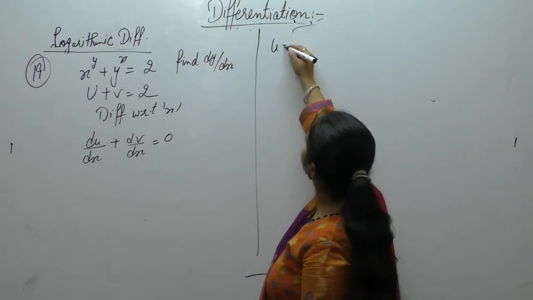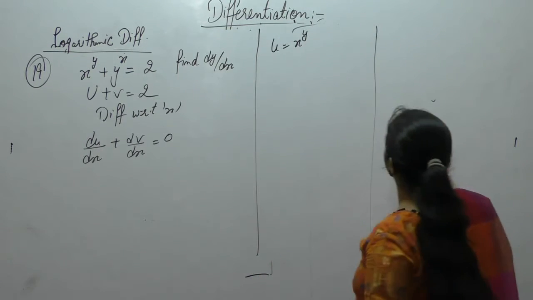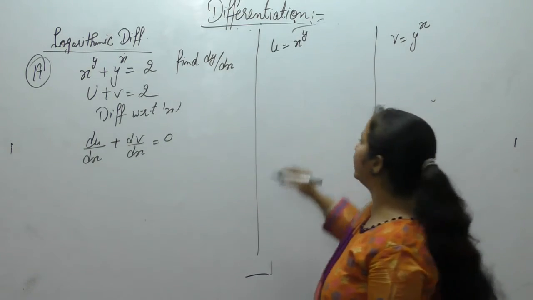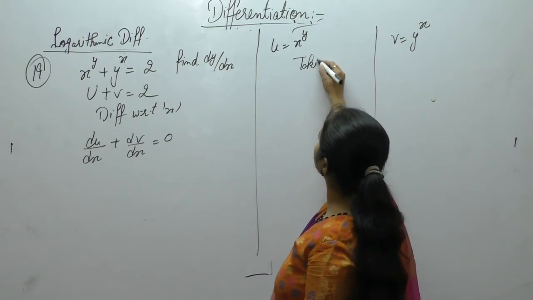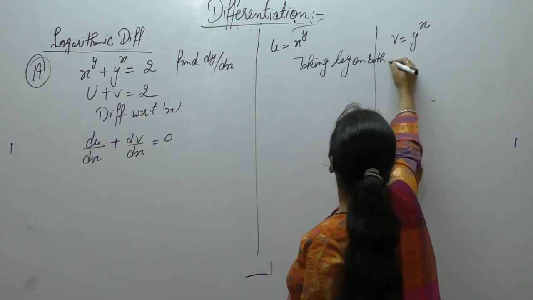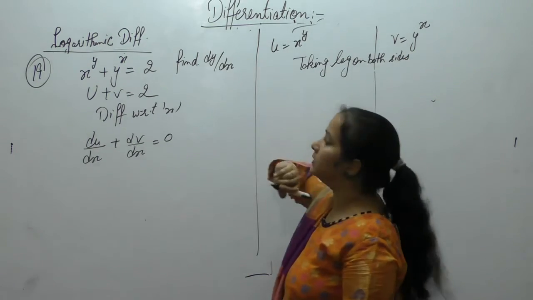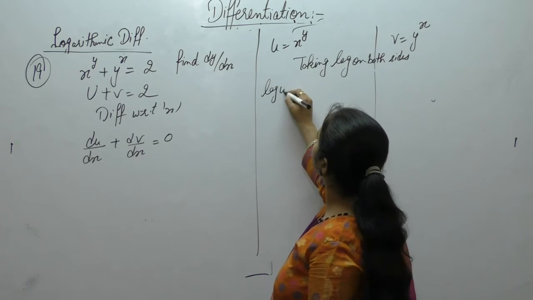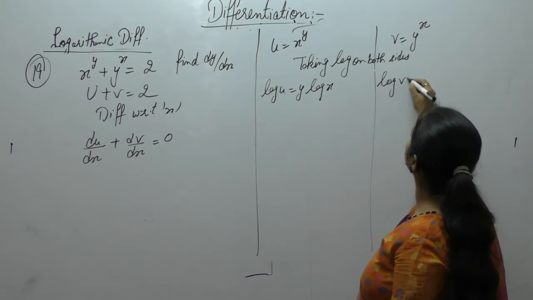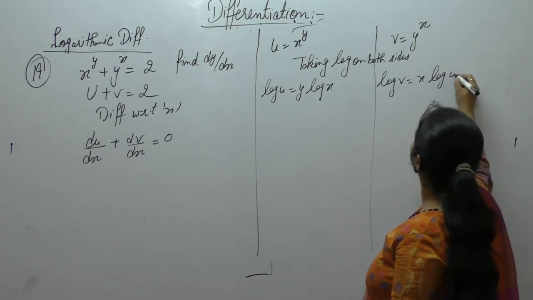Now u is x power y, v is y power x. Variable power variable, so taking log on both sides. Log of u is y log of x. Log of v is x log of y.